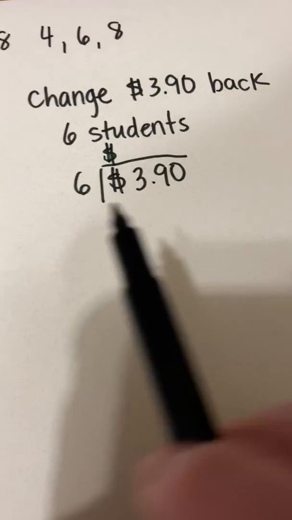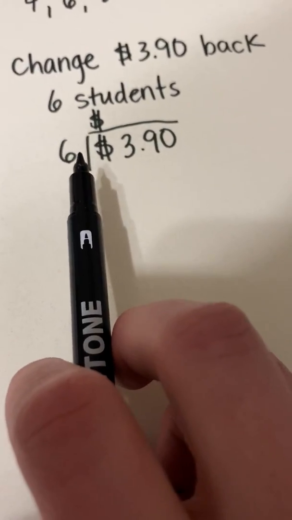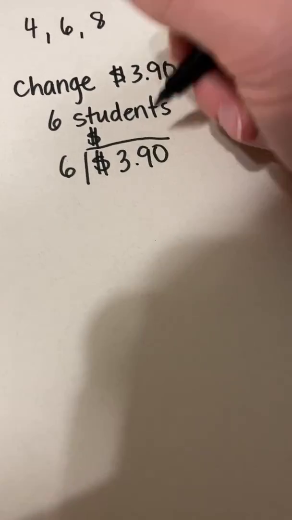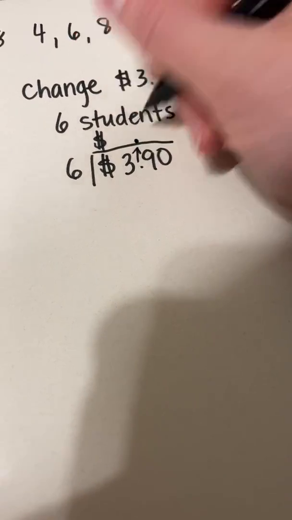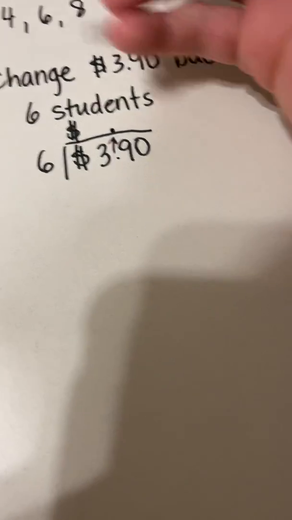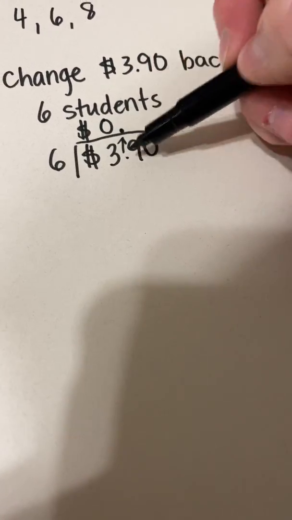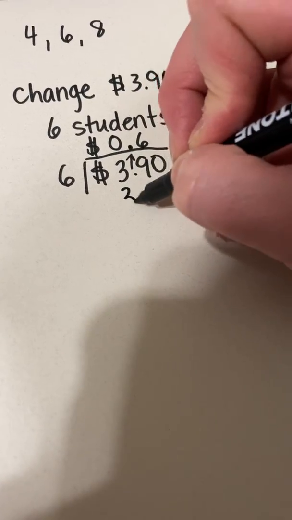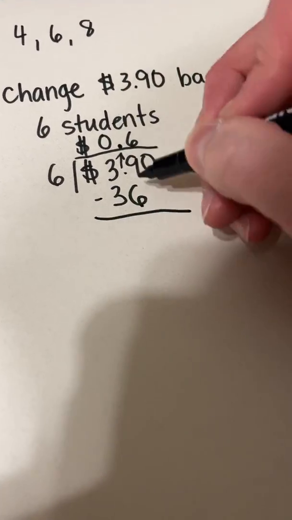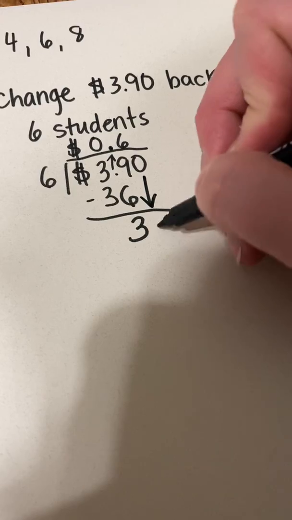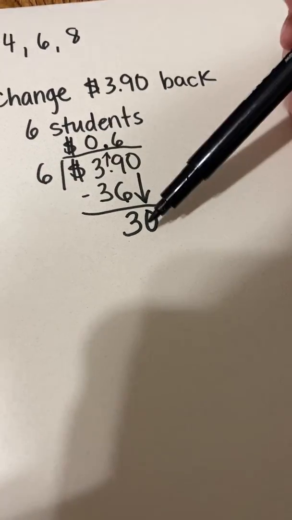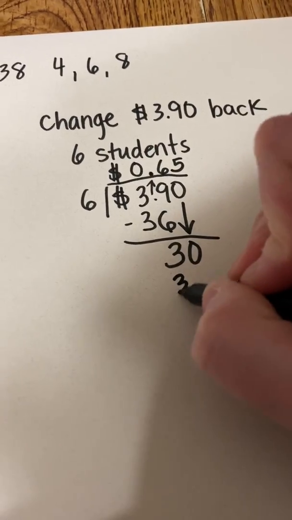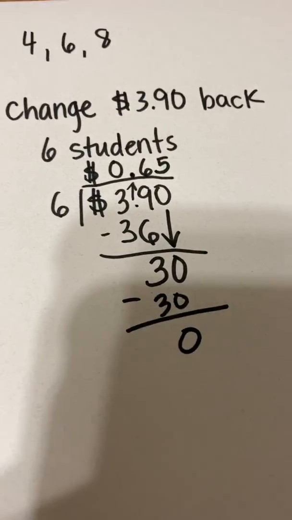So once again, the divisor out here has no decimal. It's a whole number, so you just leave it. You don't move the inside decimal at all. You just bring it straight up and start dividing. Does 6 go into 3? No. But 6 goes into 39 6 times. 6 times 6 is 36. We subtract, we're left with 3, and then bring down your 0. And then 6 goes into 30 how many times? Well, 5. So 5 times 6 is 30, and we're left with no remainder.